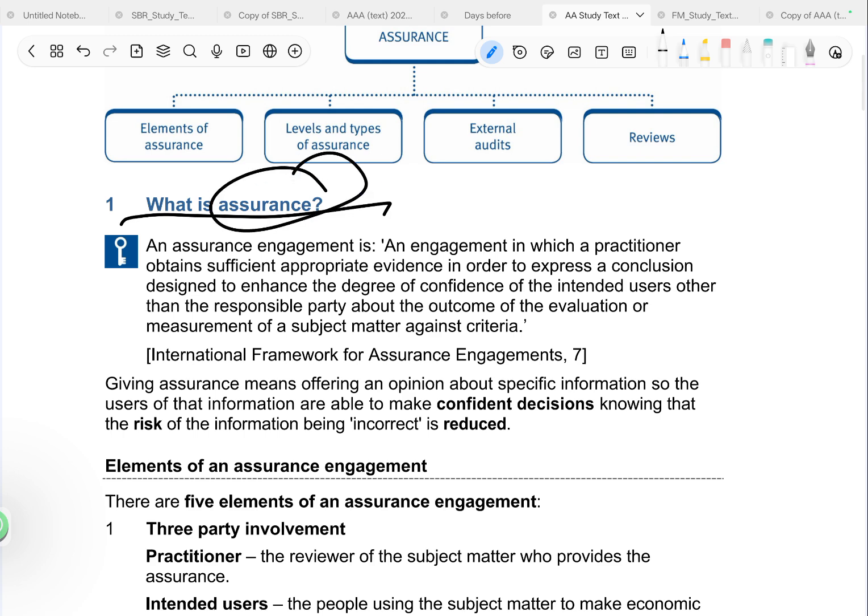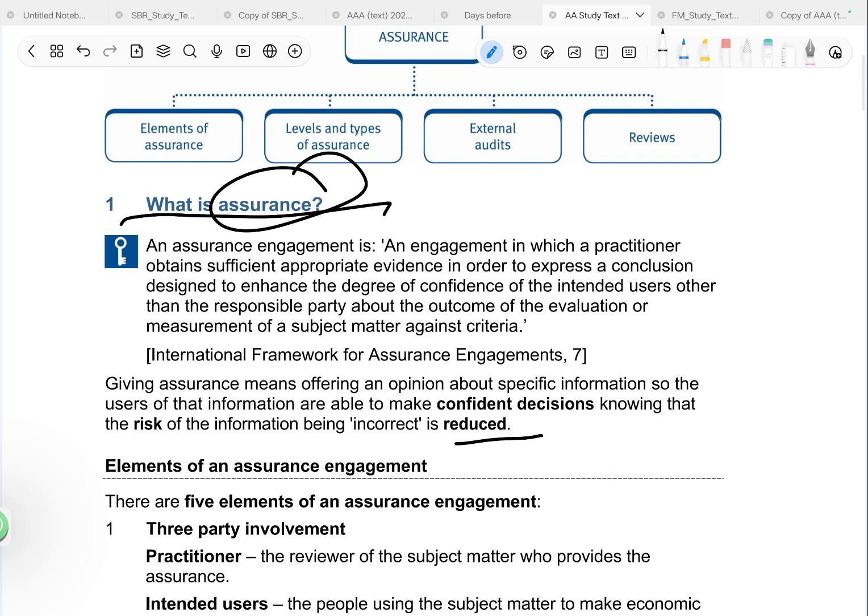Okay, so why is this important? Because the people using the information, like investors or lenders or shareholders, need to make decisions. If the information might be wrong, their decision could also go wrong. So when assurance is provided, the risk that the information is incorrect is reduced, and users can make more confident decisions.